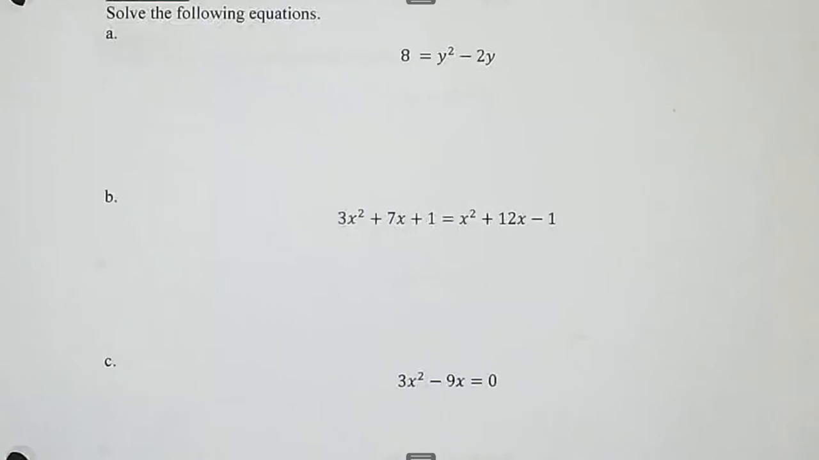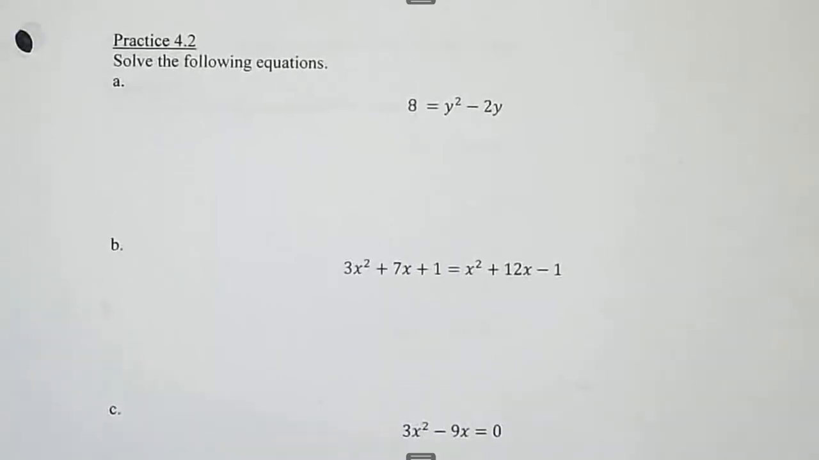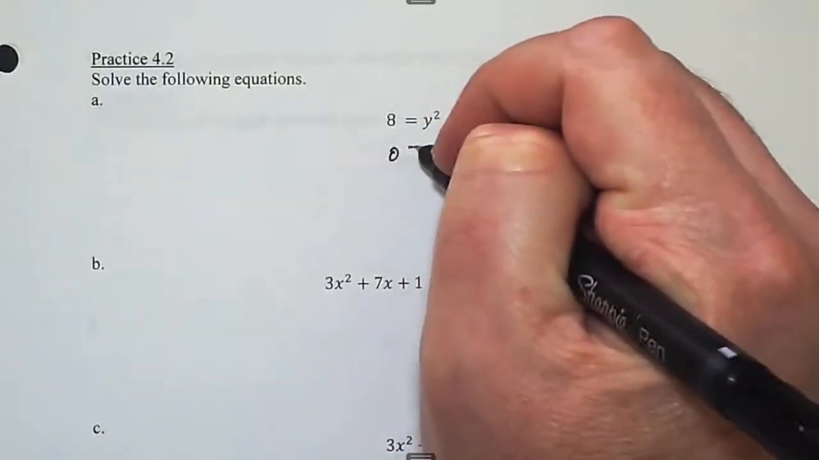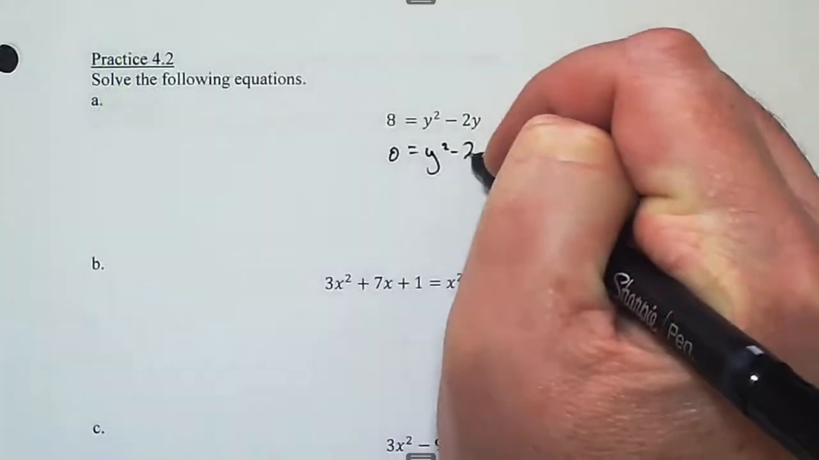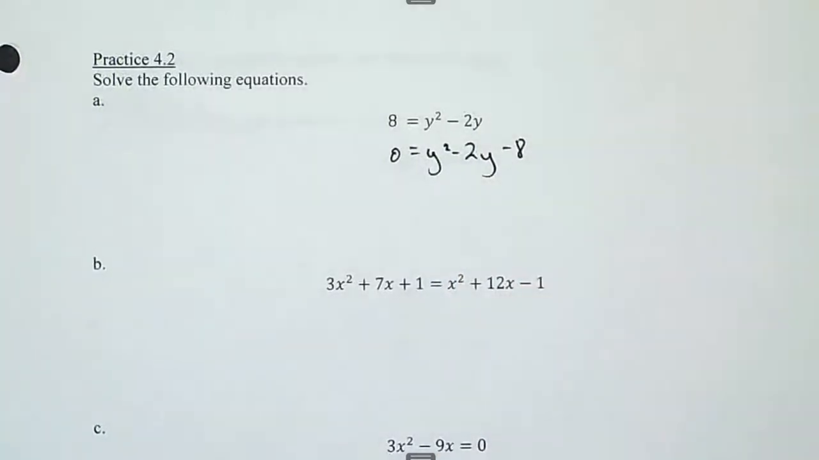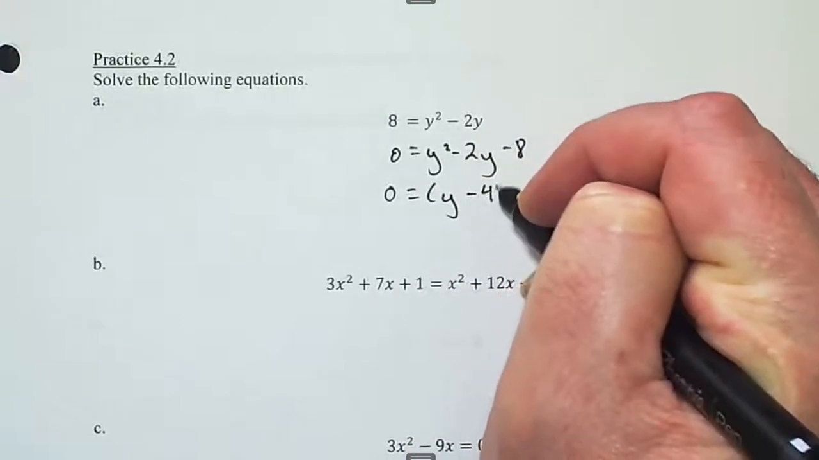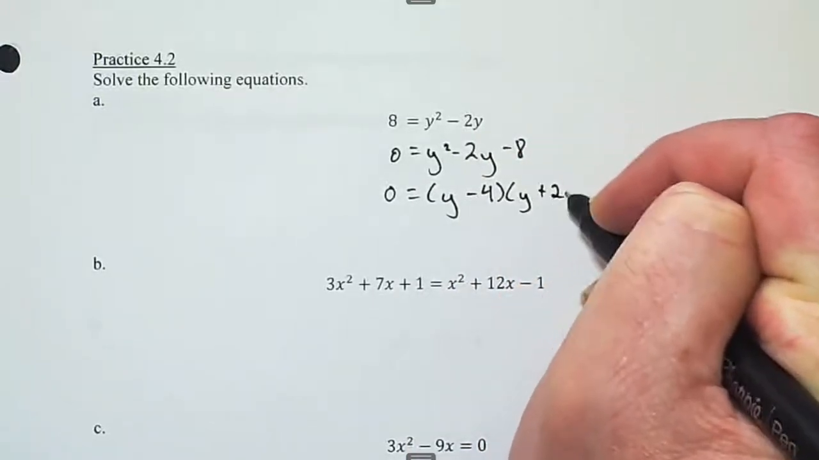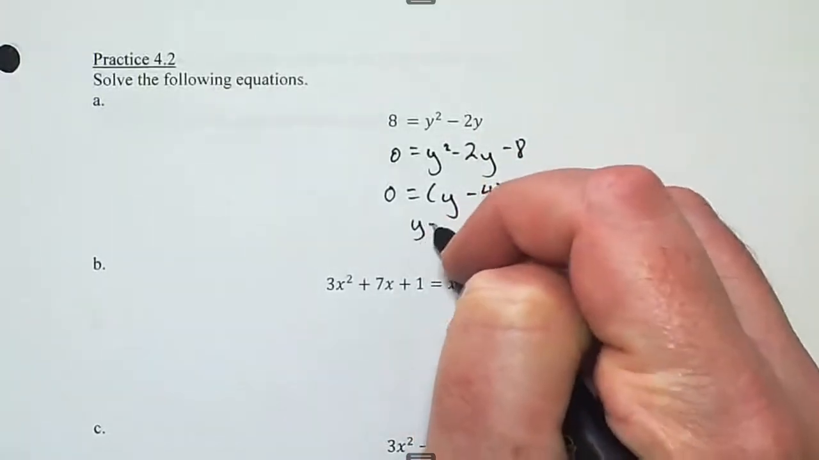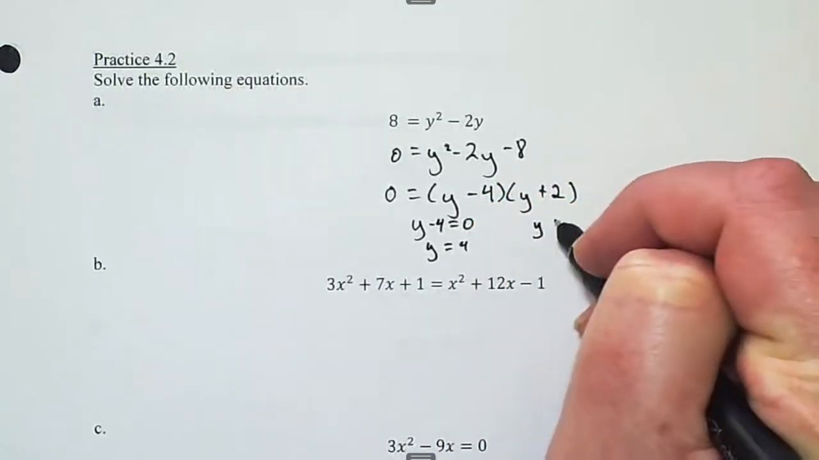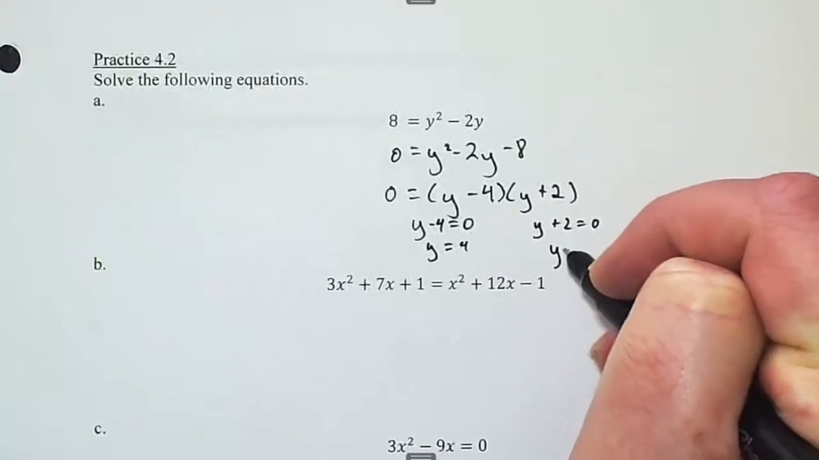Okay, so to solve a quadratic equation, we must set it equal to 0 if we're going to use factoring. So I'll make this 0 equals y squared minus 2y minus 8. And that will factor as y minus 4, y plus 2. And then setting each factor equal to 0 gives me y equals 4 and y equals negative 2.